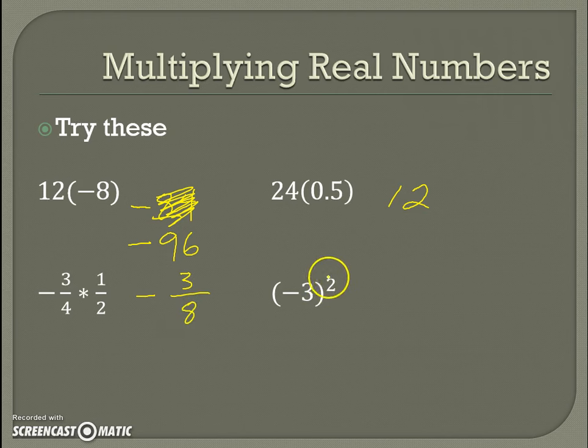And then here, if you recall what exponents mean, this means negative 3 times negative 3, or negative 3 has a factor 2 times, which is a negative times a negative, which equals positive 9. So none of this should be new to you at all. This is just a real quick review for you.